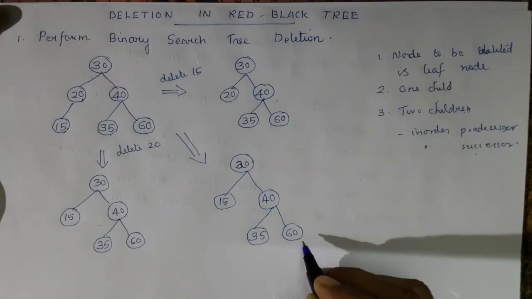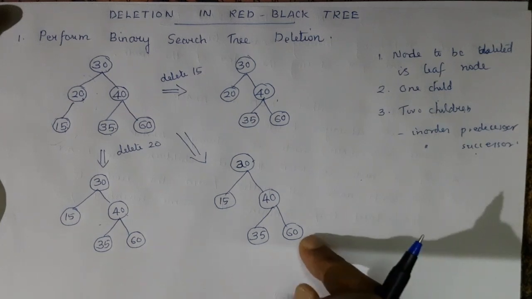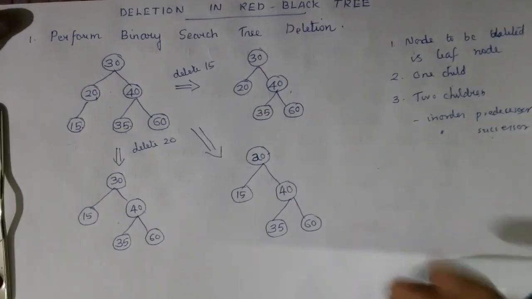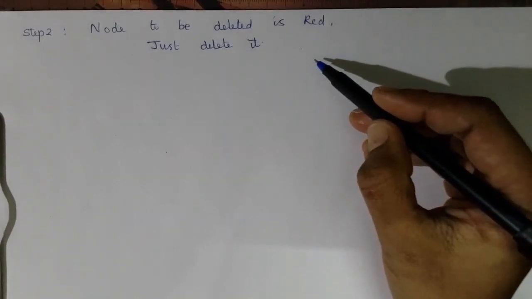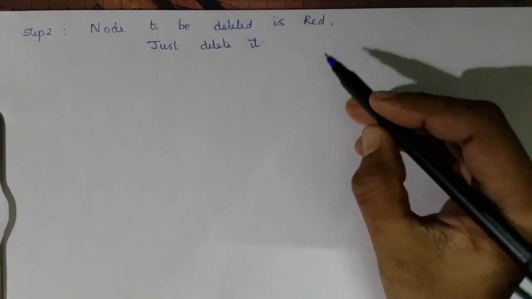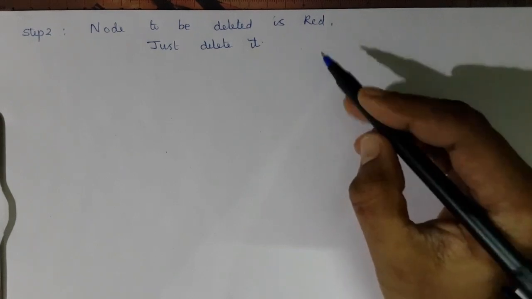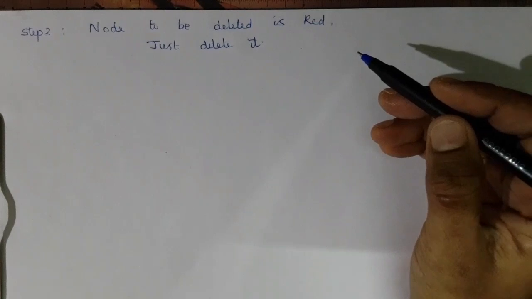In a binary search tree, finally we delete a leaf node. So in the case of a red black tree, that leaf node may be red or black. Second step is, node to be deleted is red. If the node to be deleted is red, we just delete it because it does not affect the number of black nodes in the particular path of the red black tree.